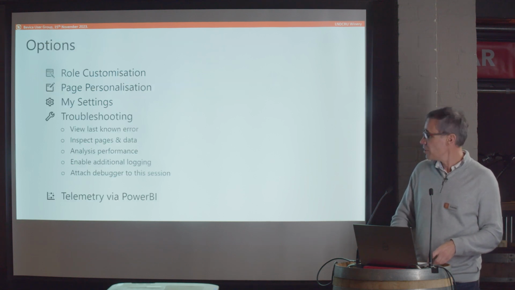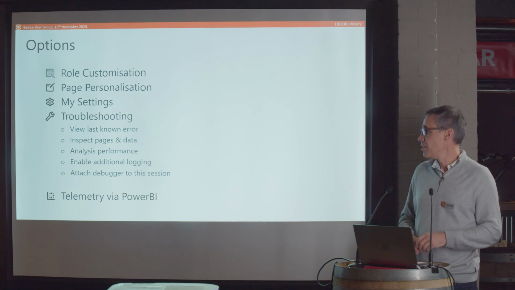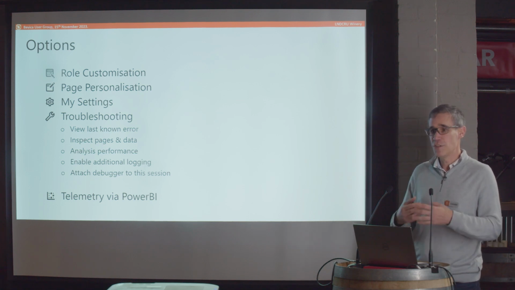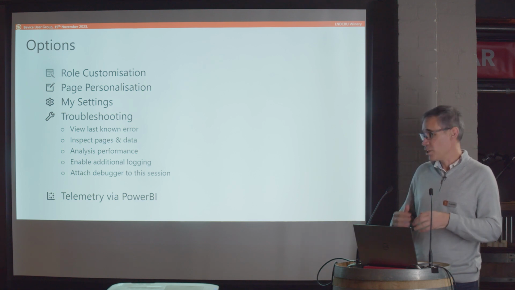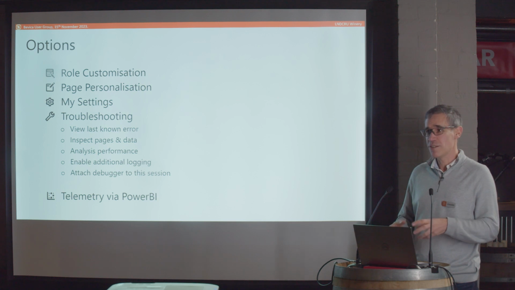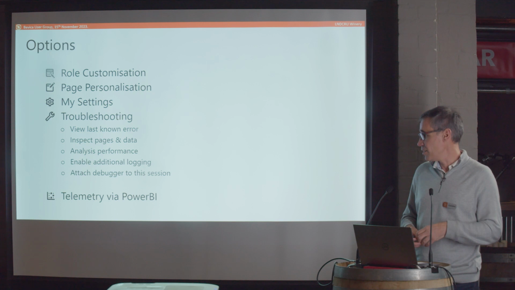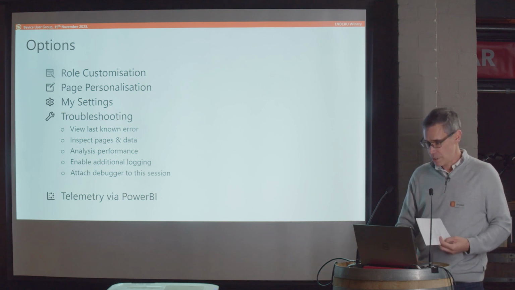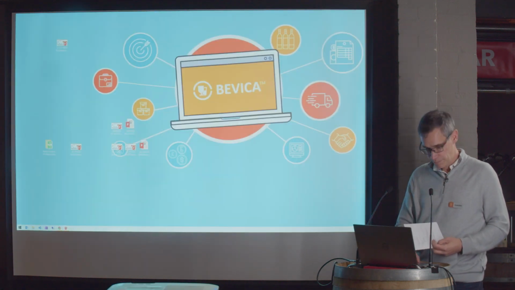The first section, from role customization down to troubleshooting, is all the sorts of things that you can do in the software. That's the demo bit where I'm going to be touching and tapping and showing you stuff. The telemetry is the information we get from Microsoft that will show you, while you're tapping away on the software, the sorts of things that are being triggered in the background that we can pull out and investigate. I am going to just open up Bevica.